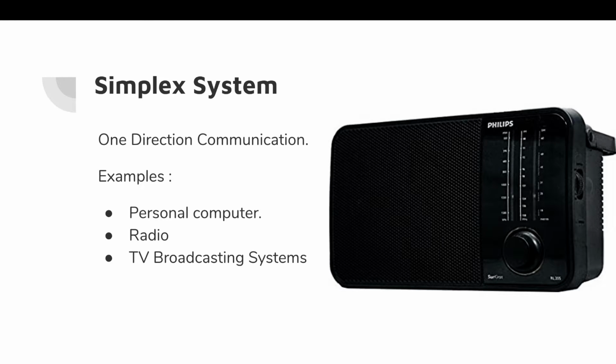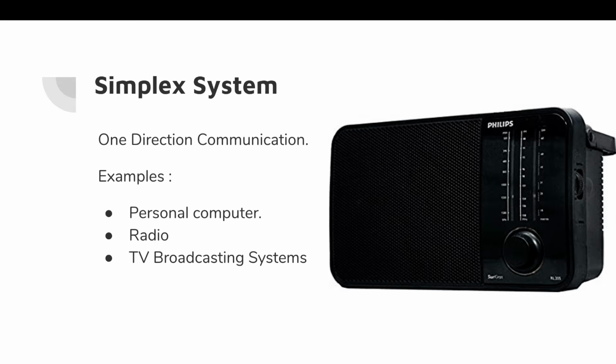What is the simplex system? This is also known as one directional communication, as the name suggests. One directional means there is only one way of communication happening. The best example in previous days was radio. Why radio? Because radio was a device where you have to set a frequency on which the radio will receive a signal, and based on that signal, the entertainment channels or whatever communication is happening get received on your device.